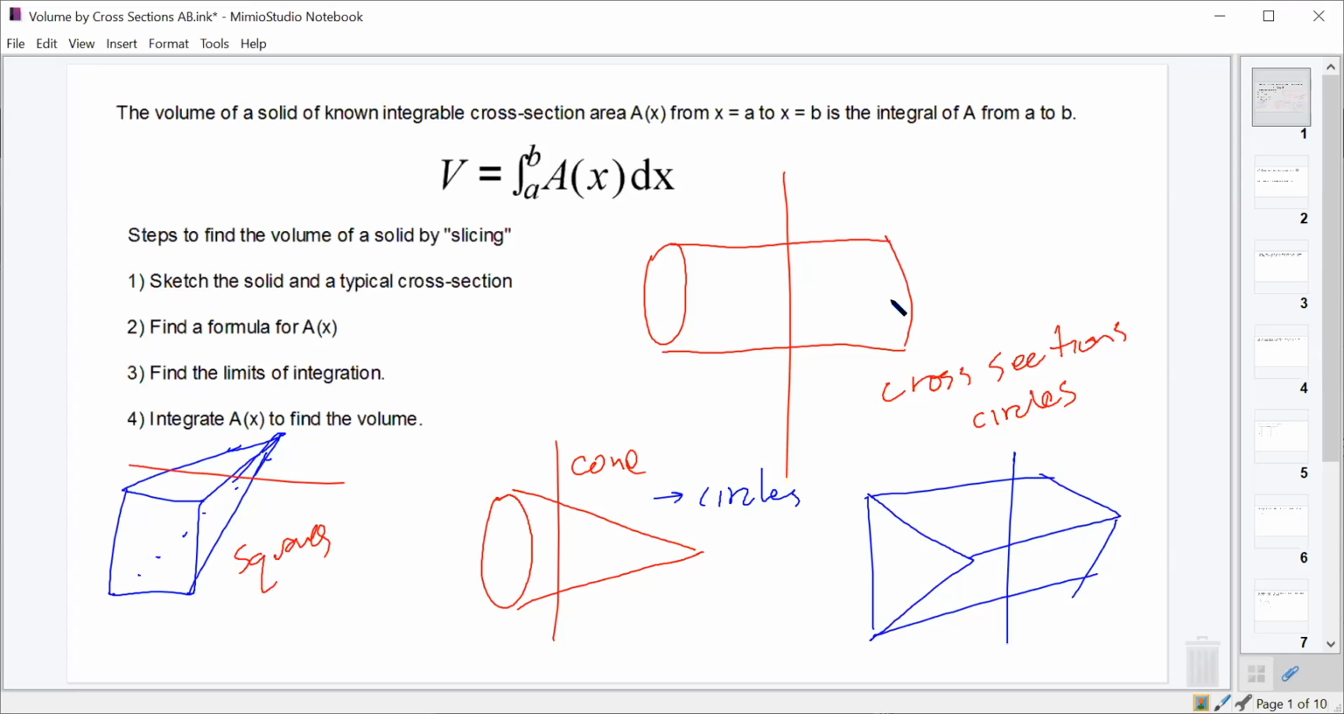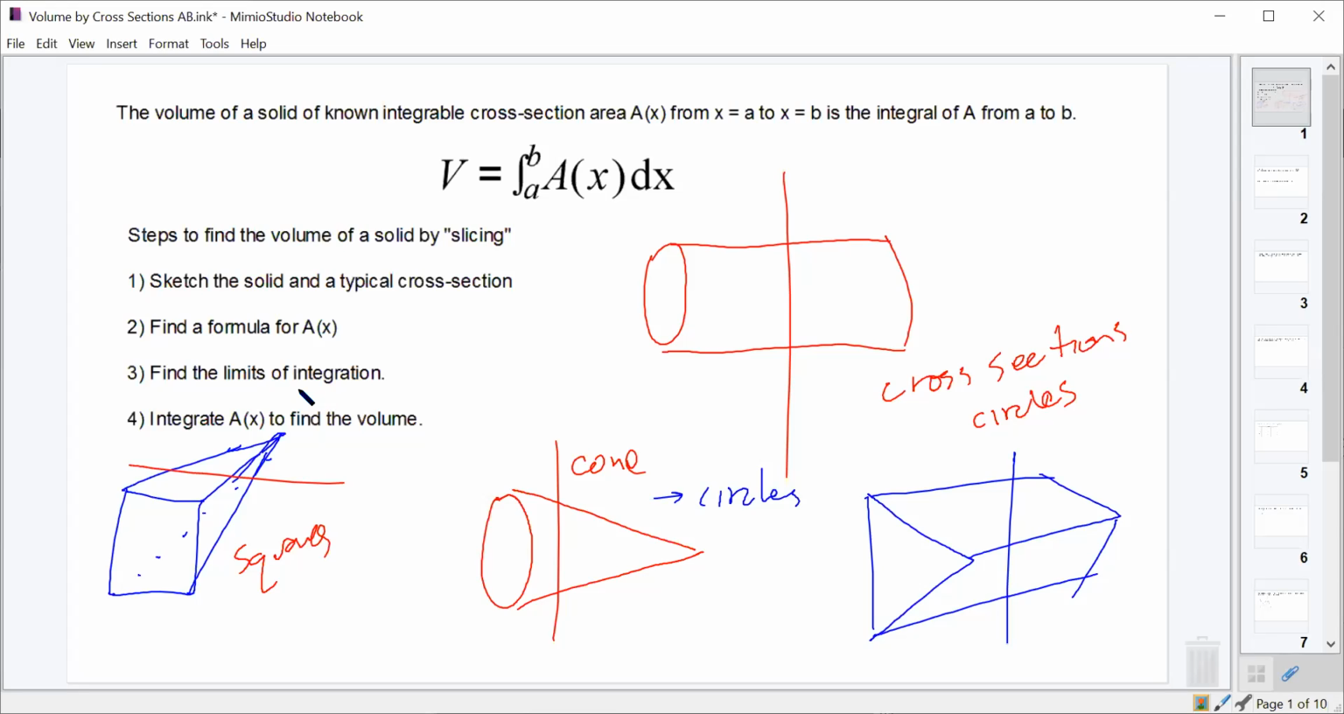In the case of the cylinder or this triangular prism, each of the cross sections are all identically sized, true? But in the case of the cone and this square pyramid, each cross section has a different size than the rest of them. Would you all agree with that? Yep.